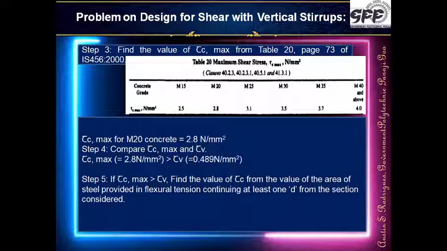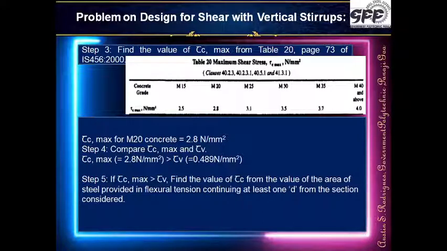Table number 19 of the code, that is given on page number 73 of the code. Now, in order to find the value of tau c, tau c is the inherent strength, its own strength of resisting shear.